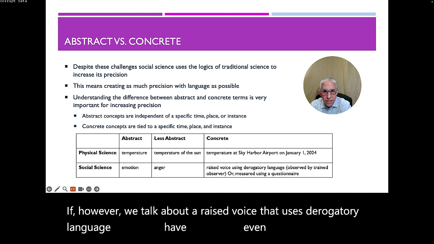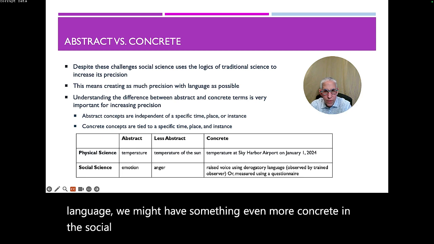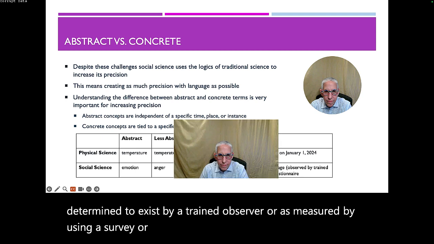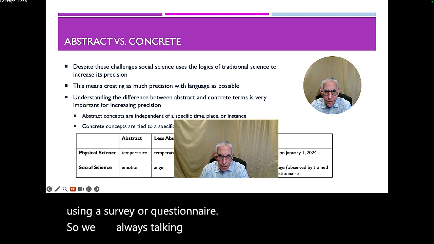In the social sciences, these more concrete concepts are determined to exist by a trained observer or as measured by using a survey or a questionnaire. So we are always talking about degrees of abstraction, and in this sense we have two meanings of abstraction, as independent of time and space and as inclusive terms.